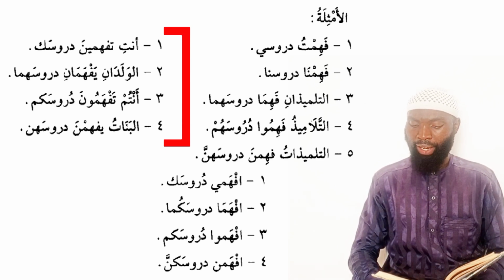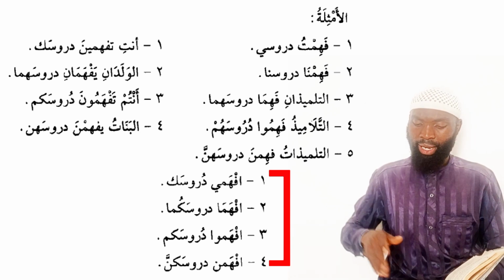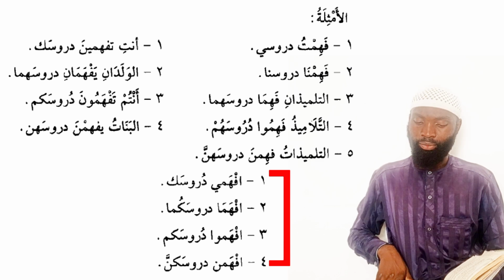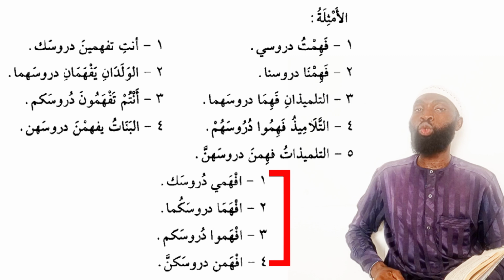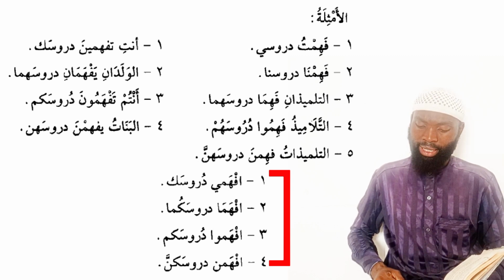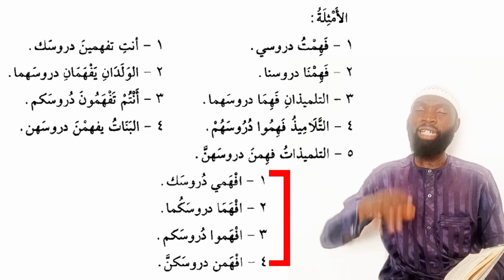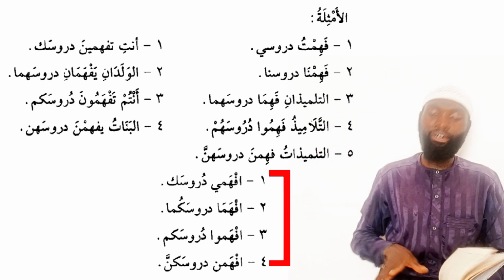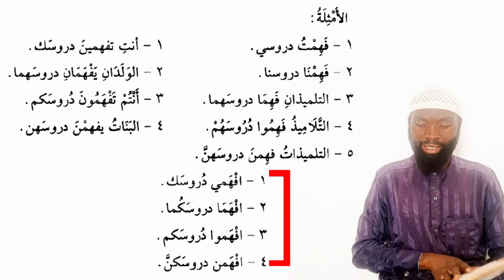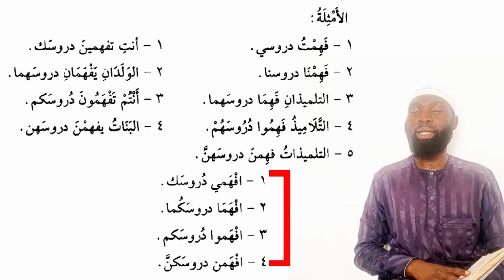On the last column we have the command form. Number one, ifham durusak, understand your lessons. Then ifhama durusakuma, both of you should understand. Then ifhamu durusakum, all of you understand your lessons. Lastly, ifhamna durusakunna, understand your lessons. So you can see from these three columns, the first has past tense verbs, the second present tense verbs, and the third command verbs. All of these verbs have attachments of these pronouns.